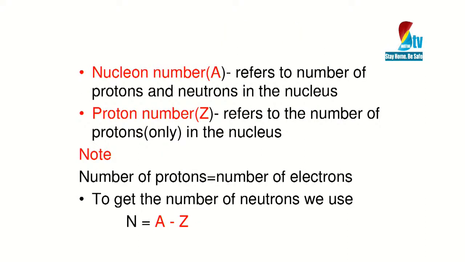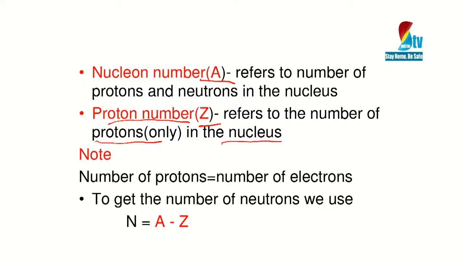Now let us talk about the nucleon number, which we can also denote as A. This refers to the number of protons as well as neutrons that are found inside the nucleus. We then have the proton number, which we denote as Z. This refers to the number of protons. Please note that it's only the protons that are referred to as the proton number, and these are also found in the nucleus.